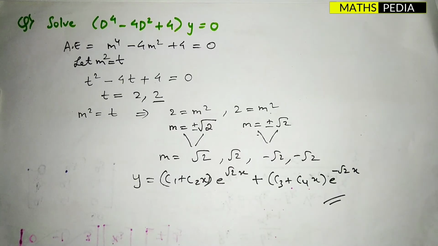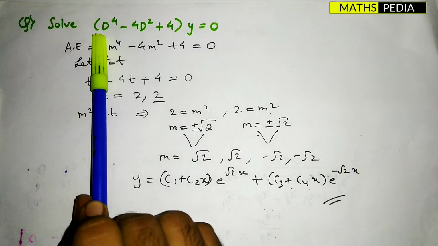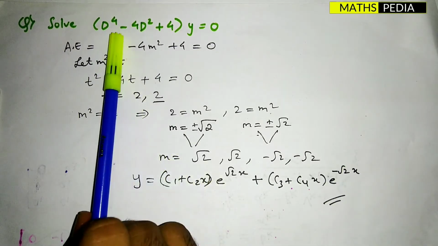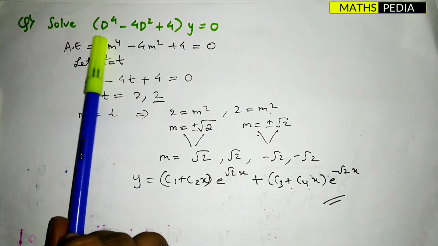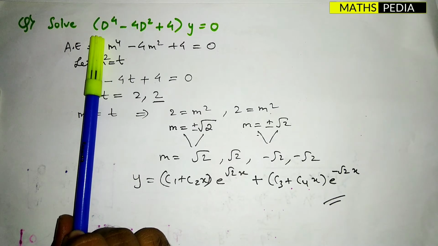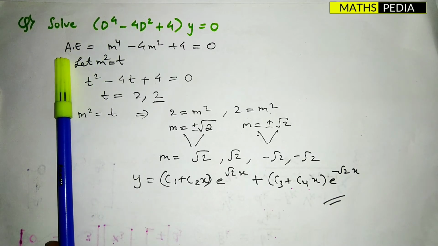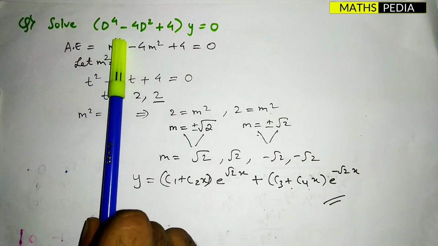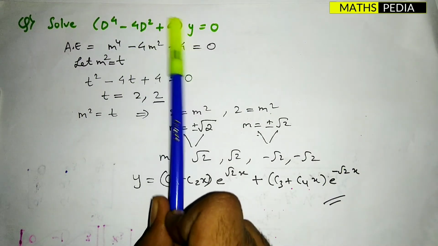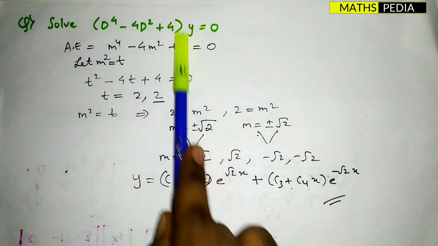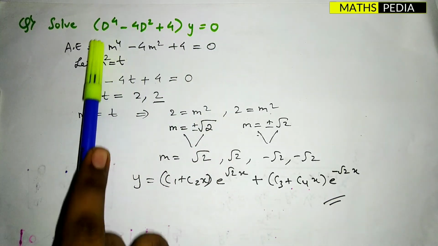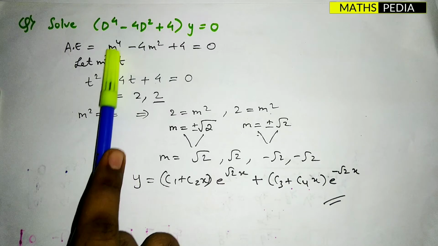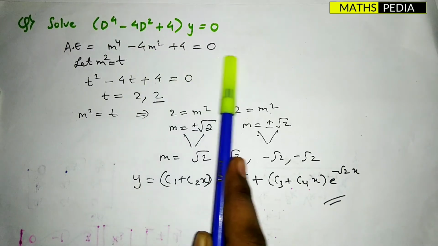Moving further, for the second problem, here we have taken a fourth order differential equation, but some of the terms are missing. Here also they have given it directly in the D form, so you can directly go for the auxiliary equation. So D power 4 minus 4D square plus 4 whole into y. Ignore this y, and whatever D is there, replace it with m. So m power 4 minus 4m square plus 4 is equal to 0.